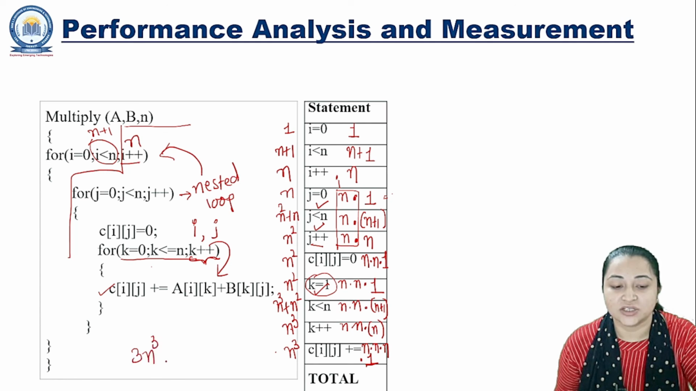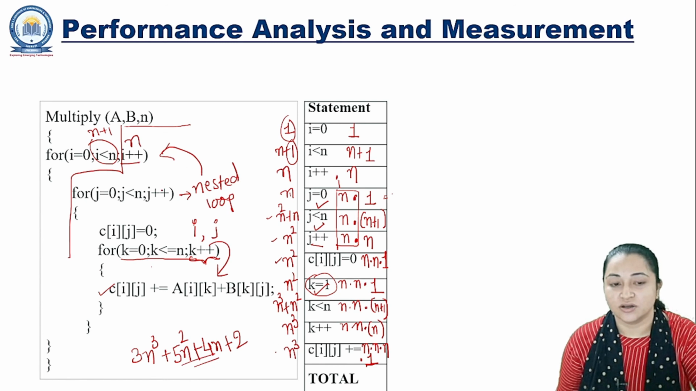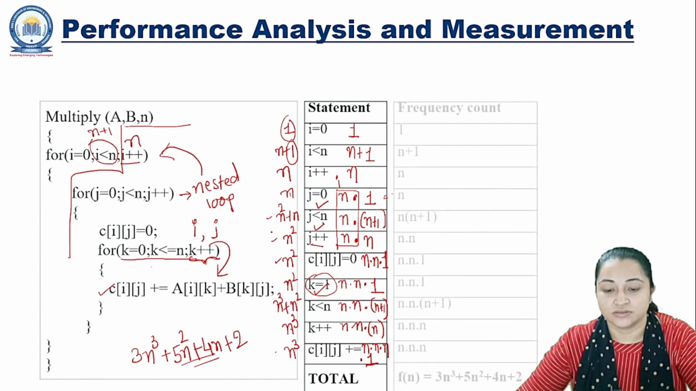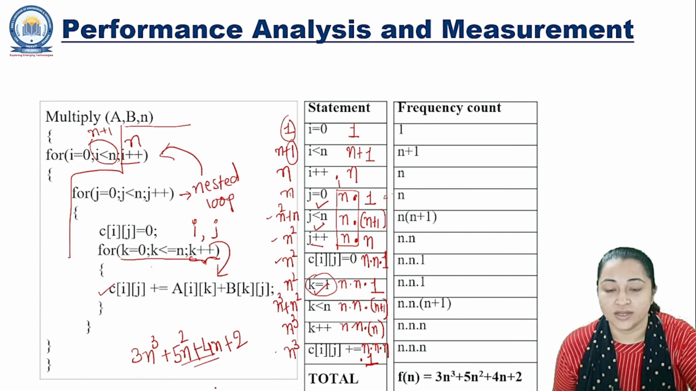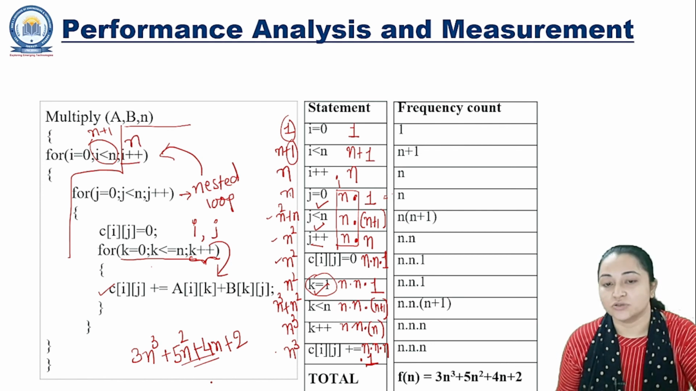So the total we get is 1n cube, 2n cube, 3n cube. So in total we have 3n cube terms. Then let's calculate the n square terms. That is 1, 2, 3, 4, 5, so we have 5 n square terms. How many n terms are there? 1, 2, 3, 4. So we have 4 n terms. And how many constants are there? We have n plus 1, so 1 is here and 1 is here, so 1 plus 1 is 2. So this is the total answer of this frequency count. Let us compare the answer, and we get 3n cube plus 5n square plus 4n plus 2. So this is how we can find the frequency count of any algorithm.